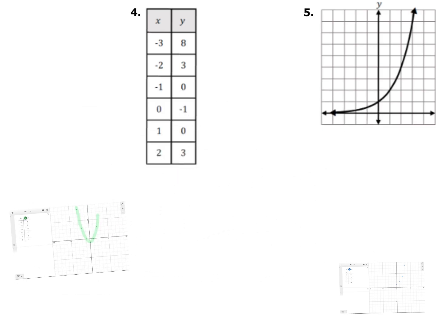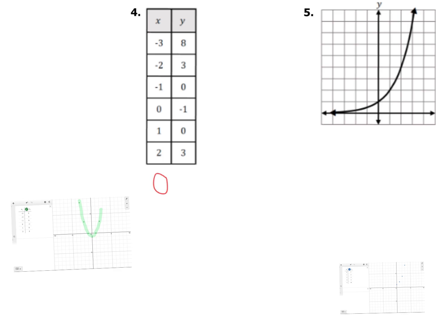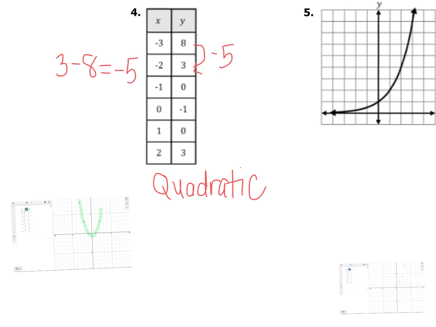So let's go back to our table. I think it's quadratic. Well, what I know about quadratic is, so I'm going to go ahead and write this down. Quadratic has to do with adding. So I've got to figure out what I'm adding to get from 8 to 3. Well, if I don't know, I would take 3 and subtract 8. Well, 3 minus 8 is negative 5. So I am subtracting 5.